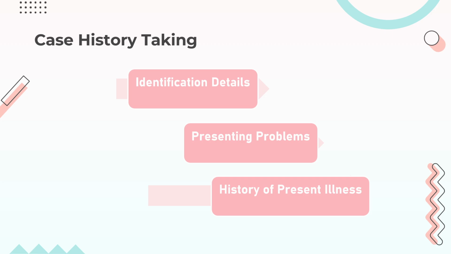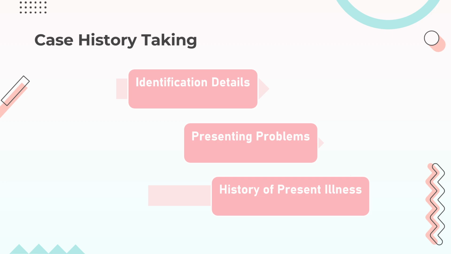Now, how do we collect the case histories? This is the most important part of your assessment. Case history taking has a number of activities to be done. The very first point is the identification details. When we say identification details, you are getting the basic information of the client. You include the name of the client, age, gender, education, occupation. So likewise, the basic information.